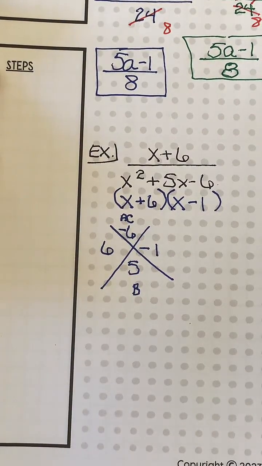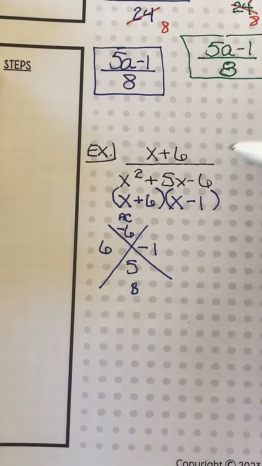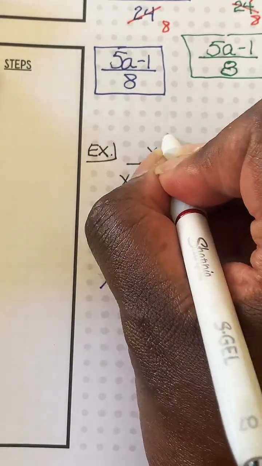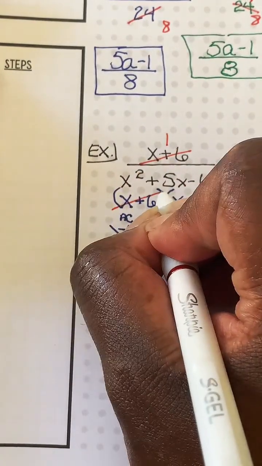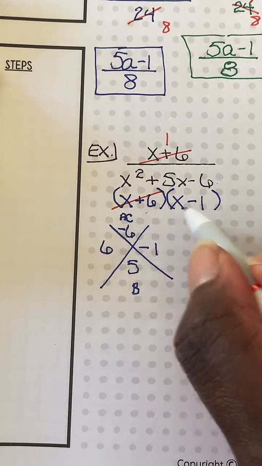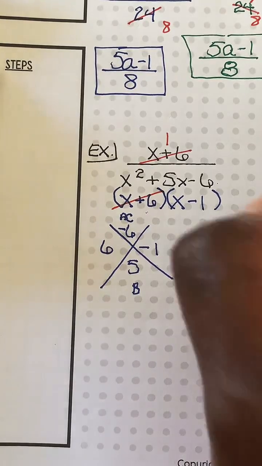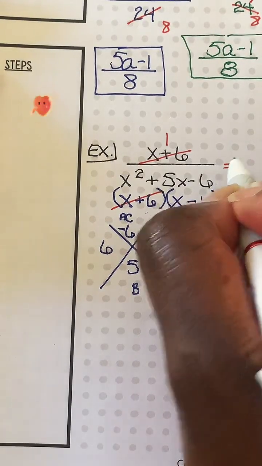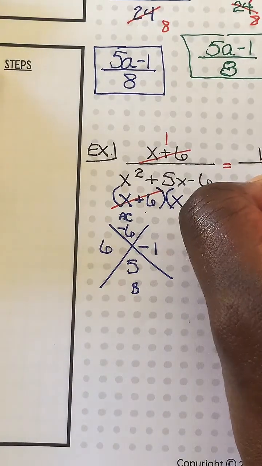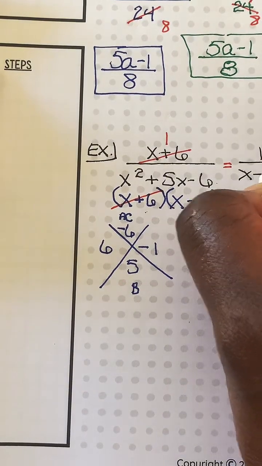And now all I have to do is take a look. My numerator is x plus 6. I have an x plus 6 in the denominator, so that cancels to give me 1. But I don't really need the 1 because 1 times anything is itself. So the only solution that I have is my 1 over x minus 1.